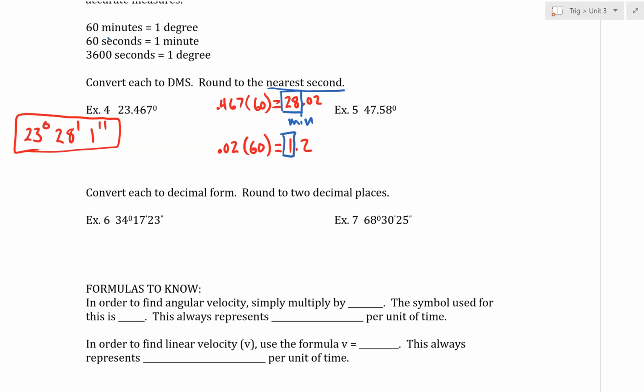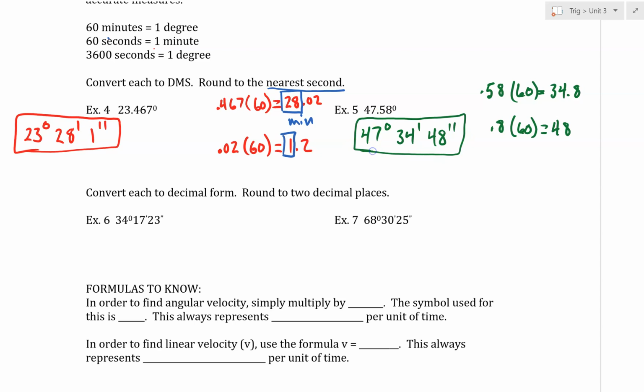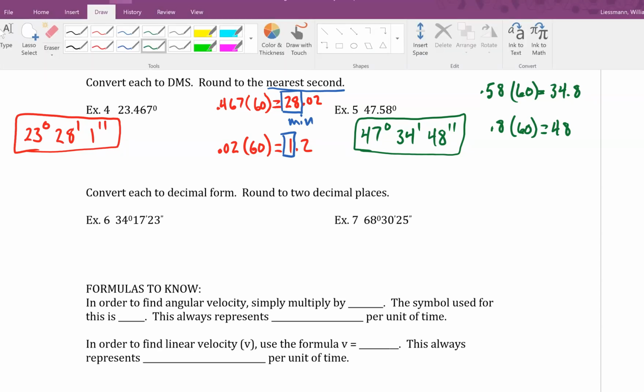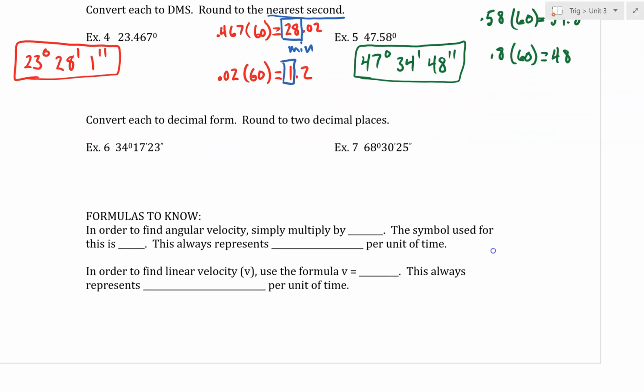Example number 5, 47.58 degrees. I'll give you a minute. I'm pausing, so you should pause. All right, hopefully we came up with this answer. Just doing the same thing we did the problem before. So just plugging numbers in, multiplying them out. Converting each to decimal form.